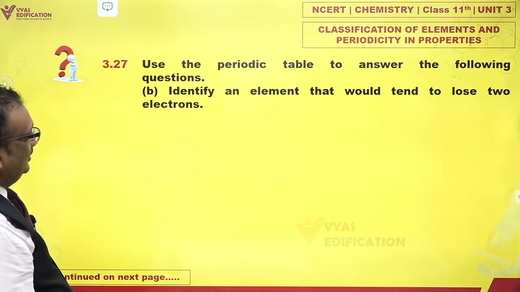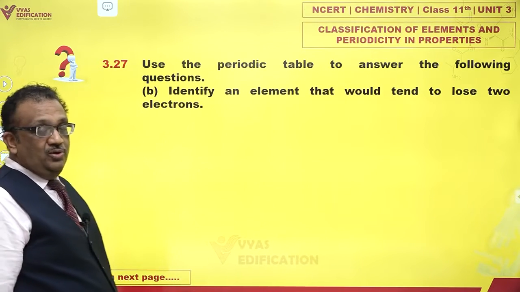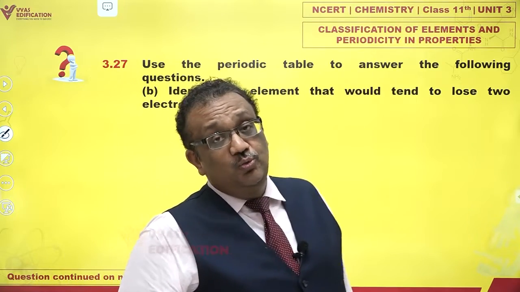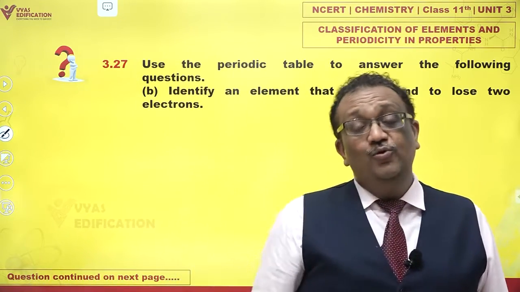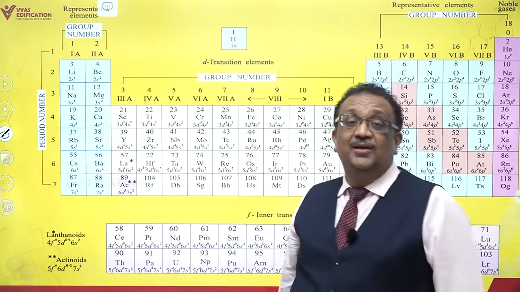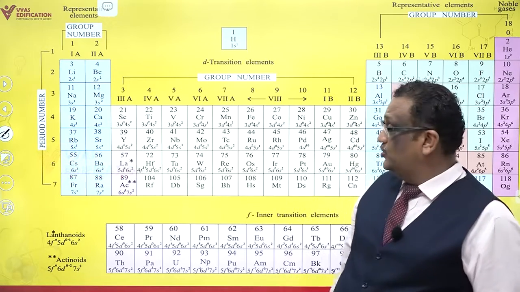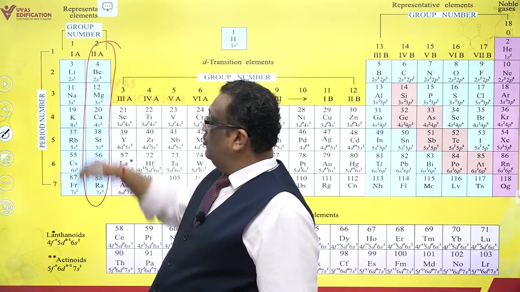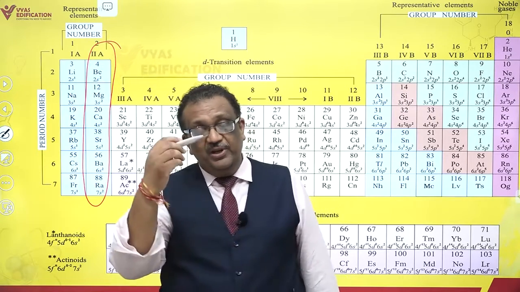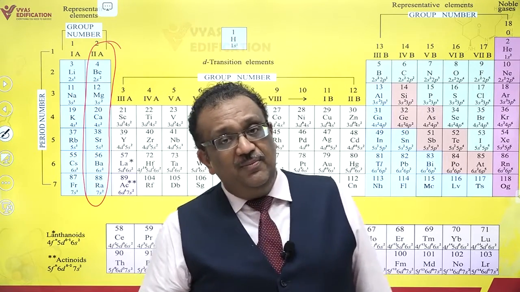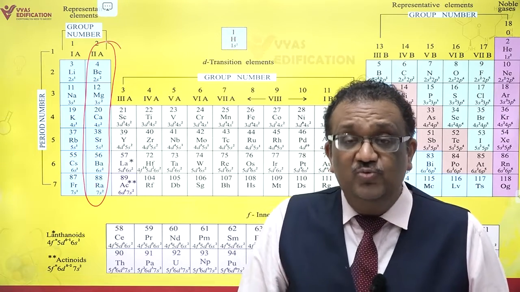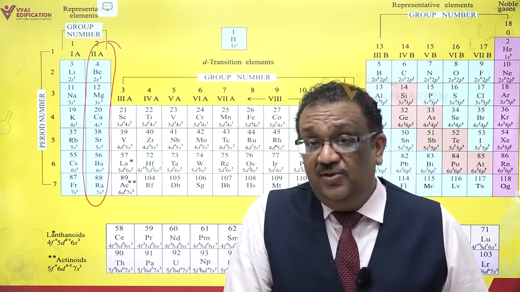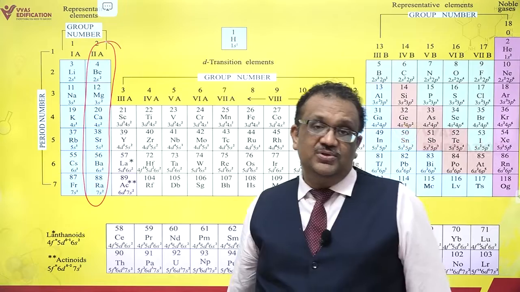Identify the element that would tend to lose 2 electrons. Which element would tend to lose 2 electrons, if after losing 2 electrons it acquires noble gas configuration? Actually, group 2 elements are the ones which would tend to lose 2 electrons. So you have beryllium, magnesium, calcium, strontium, barium and radium. These are the elements which would form dipositive cations. They would tend to lose 2 electrons.